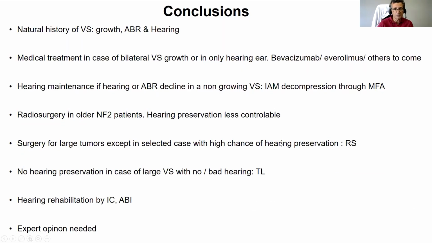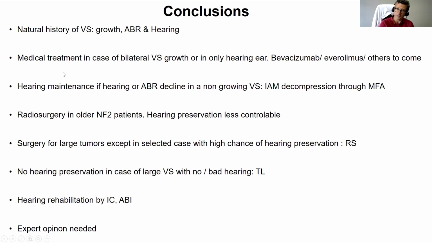So my conclusion before some questions is that first, what is the most important, I think, to treat the vestibular schwannoma in NF2 patient is to understand the natural history. Natural history is the growth of the tumor, but also hearing and auditory brainstem response. And we have to work on ABR because it's not frequently performed in the US. We are using ABR to follow the patient, and we have to do work on this to be completely sure that it's very important to predict the natural history of the hearing.